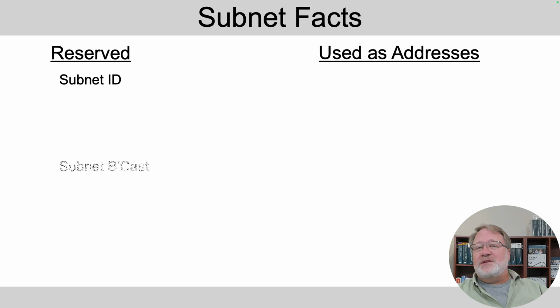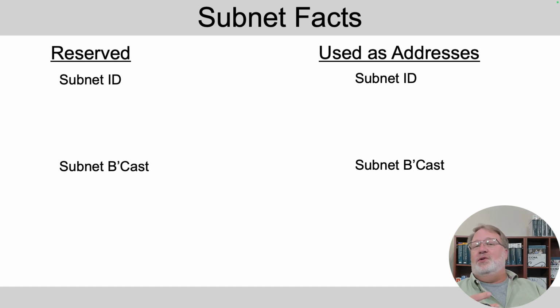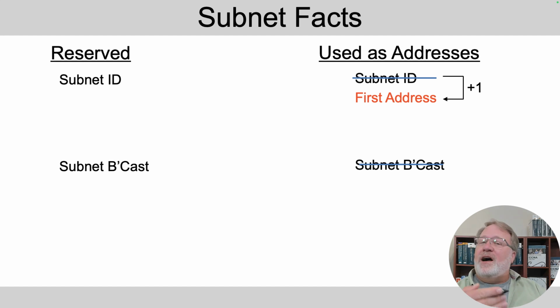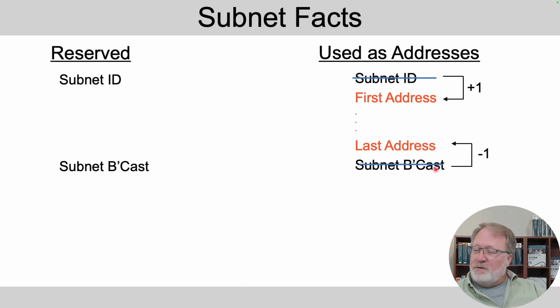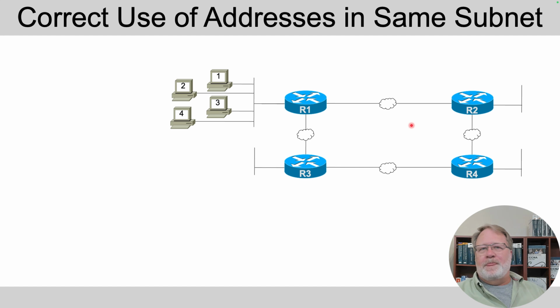So let's go over those subnet facts one more time. The subnet ID is reserved, and the subnet broadcast address in each subnet, they're both reserved. Then to calculate the useful or usable addresses, we take the subnet ID and add 1 to the value in the 4th octet to find the first usable address, and then subtract 1 from the 4th octet of the subnet broadcast address to get the last usable address. All right, so if you can find the subnet ID and subnet broadcast address, the rest of this is pretty simple.